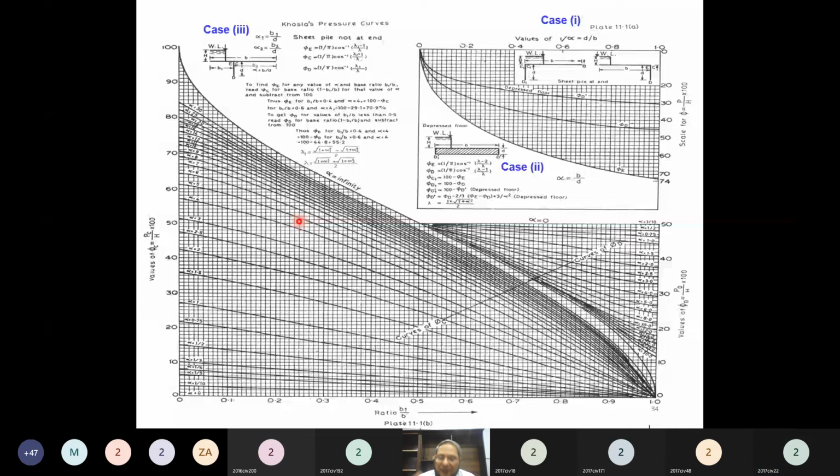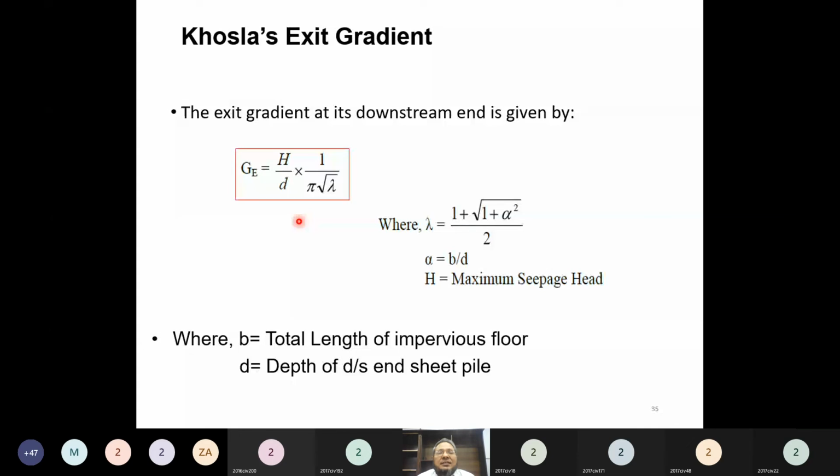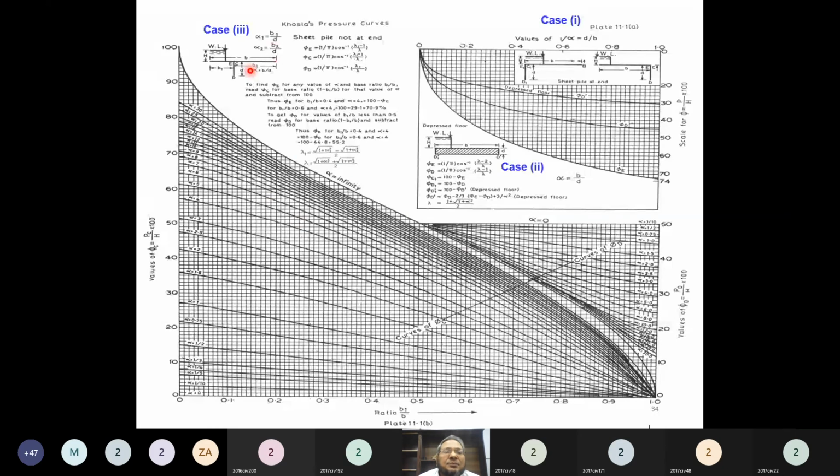Yes, sir. Okay, now shall we move next? Now, what is the B1 solution given by? Sorry? Sir, what is this B1 in B1 over B? B1, I explained to you, is the length of the concrete floor upstream of the intermediate sheet pile. This length of the concrete floor is B1, this length is B2, and the total length is B, so from here to here, okay?